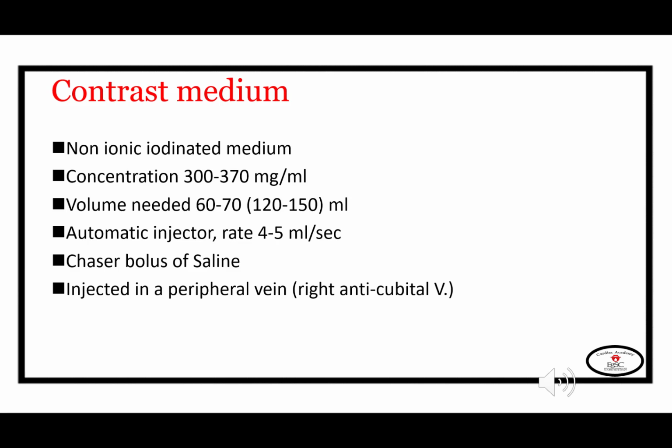It is better to have dual head injectors because after injecting the contrast material, we inject what we call a chaser bolus of saline that is injected in a peripheral vein in the right antecubital vein. The aim of this chaser bolus of saline is to push the contrast material column as rapidly as possible and undiluted as possible to reach the left side of the heart and opacify the coronary circulation.